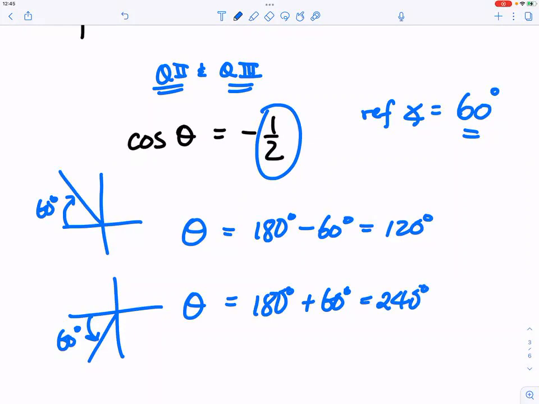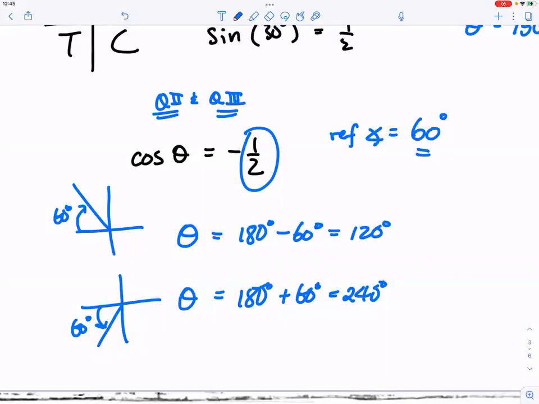If you don't draw pictures, it's going to be hard for you to decide whether you are doing 180 minus or 180 plus. Or do you use 180 or do you use 360? But once you draw the picture out, it's extremely clear.